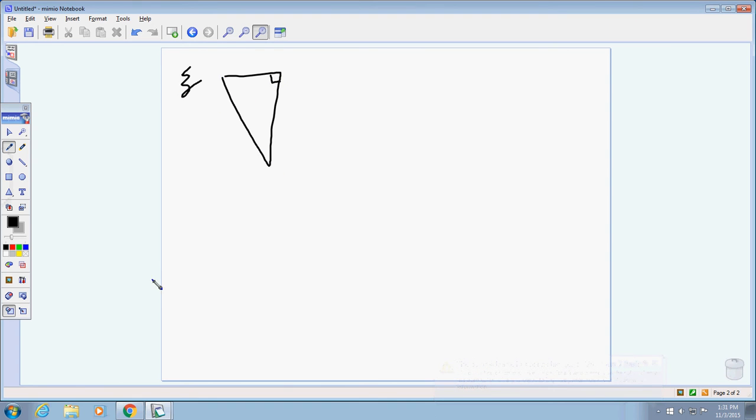Say our right angle's there. Let's call this angle P, Q, and R, just to show you it doesn't matter at all. And let's find angle P this time. If this is 13 and this side here is 12. Let's go with that one. So find angle P.